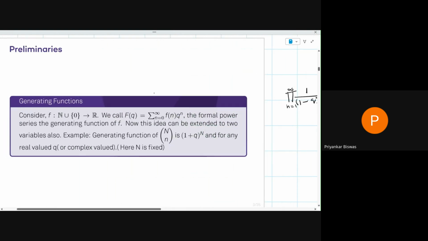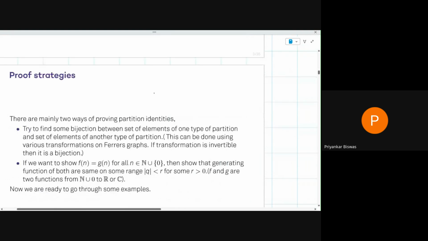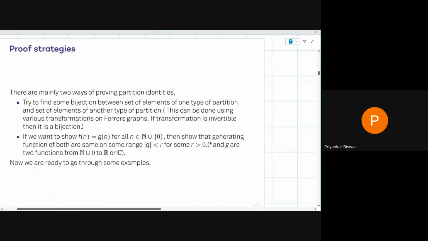So now we'll go to the proof strategies. We have basically two types of proof strategies in this case. One is to find a bijection from the set of all partitions of one type to another, and the other is to show the generating functions are the same. The second way is used in many complicated cases where you cannot find an easy bijection from one set to another.